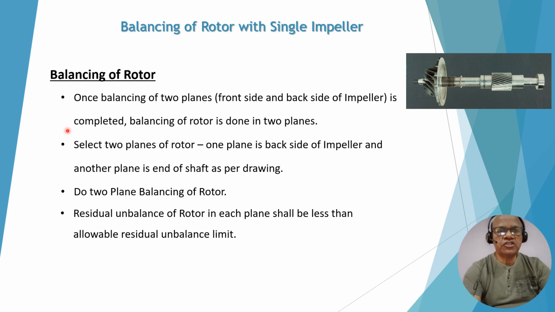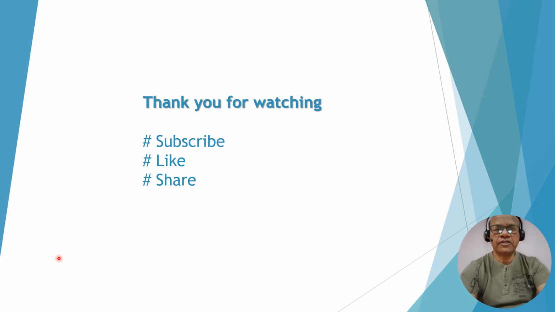So balancing of the rotor continues. Once the balancing of the two planes, front and back side of the impeller, is completed, balancing of the rotor is done in two planes. Select the two planes, one at the back side of the impeller like this and another at this one, maybe somewhere here, because this should be indicated in the drawing. Do the two plane balancing of the rotor, and the residual unbalance of the rotor in each plane shall be less than the normal residual limit. So this is how balancing of a single stage rotor is done. I hope you have enjoyed this. Thank you for watching.